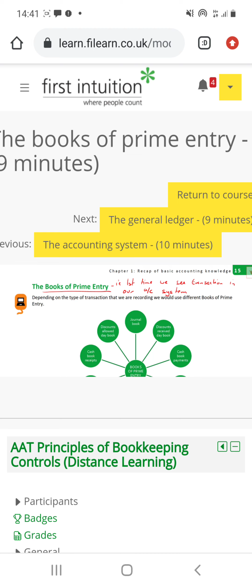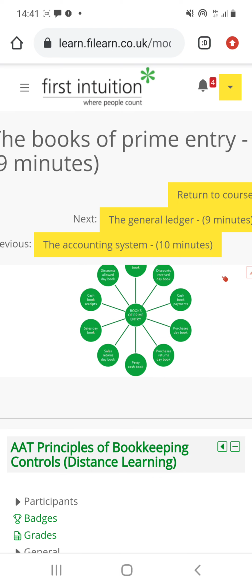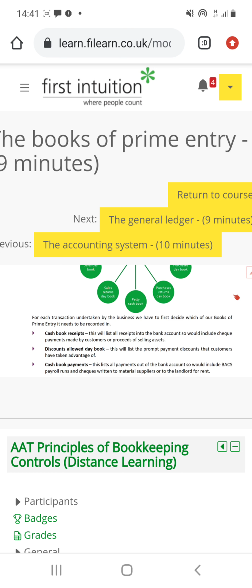Okay, so that's the whole point with these books of prime entry. If we were going back through all our books and our records, this is essentially the first time we would see something appearing within our books or within our accounting records. So it's then just a case of running through a reminder of what all these things are. Some are more obvious than others.